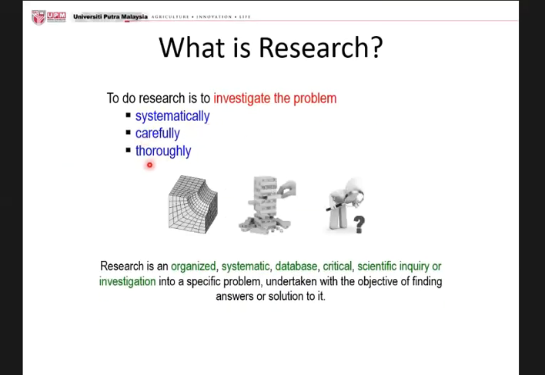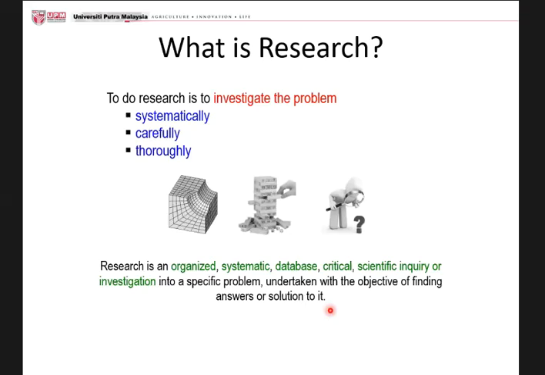Systematically, carefully, and thoroughly. So to do research is to investigate the problem systematically, carefully, and thoroughly. Research is an organized, systematic, data-based, critical, scientific inquiry or investigation into a specific problem, undertaken with the objective of finding answers or a solution to it.